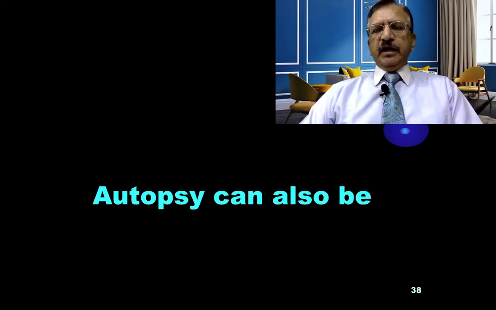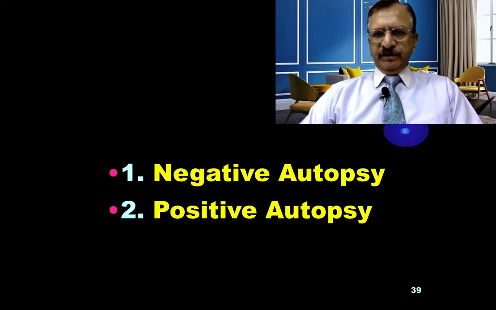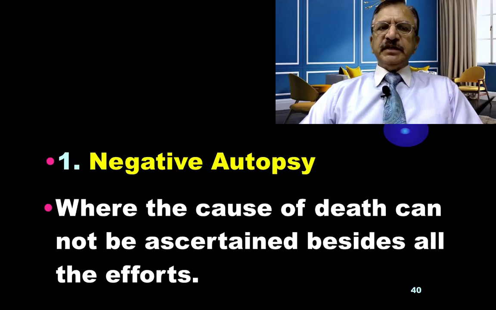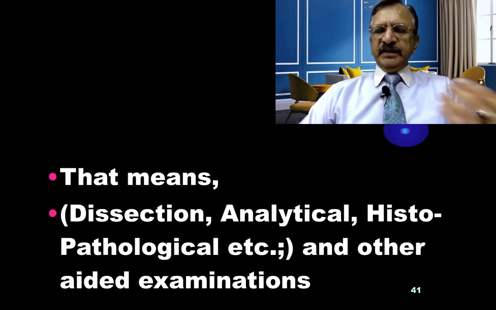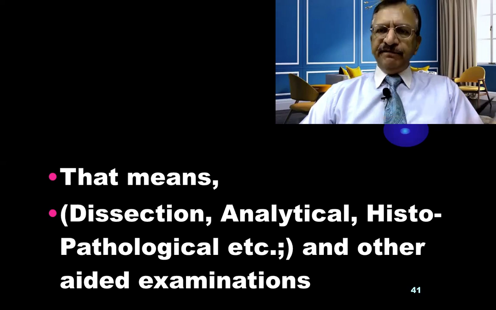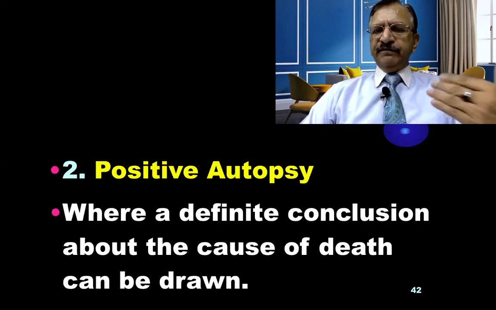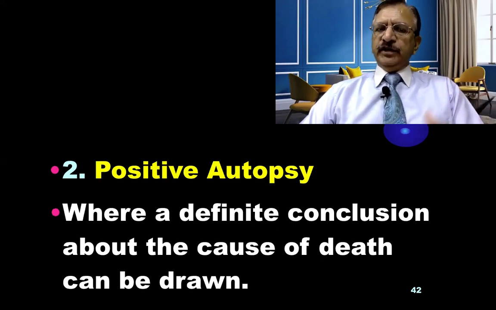There is another way of classifying: autopsy can be a negative autopsy or a positive autopsy. The negative autopsy means where the cause of death cannot be certain despite all the efforts, and those efforts mean dissection, analytical examination, histopathological examination, and all other aided examinations fail to reveal the cause of death. Then the autopsy is negative. About the positive autopsy, a definitive conclusion about the cause of death can be drawn.